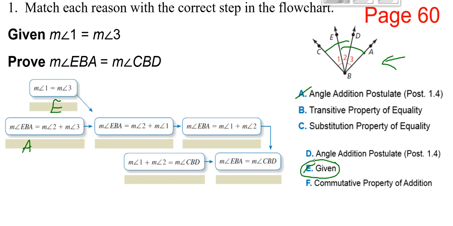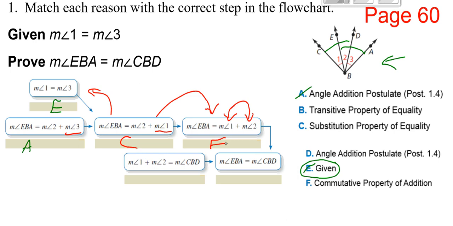Next, we see that we have the measure of angle EBA equals the measure of angle 2 plus the measure of angle 3. What's changed is that this is now the measure of angle 1. We can do that because we know that the measure of angle 1 equals the measure of angle 3, and we can substitute that in. So the substitution property allows us to do so. Going from that step to this step, not much is different, but we have flipped the order of addition. Remember from algebra that if we're flipping the order of addition, that's our commutative property.